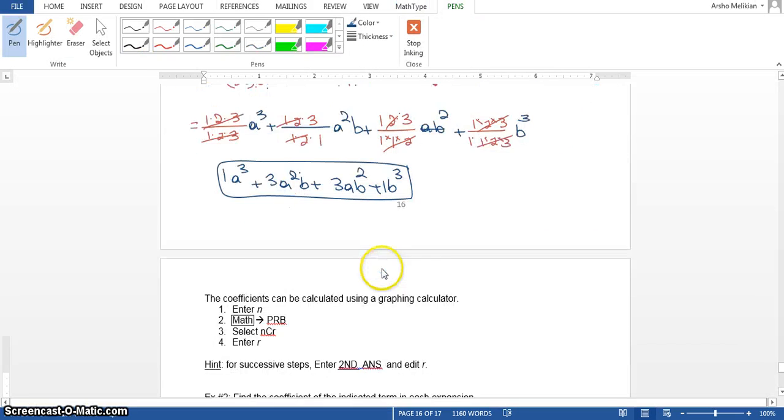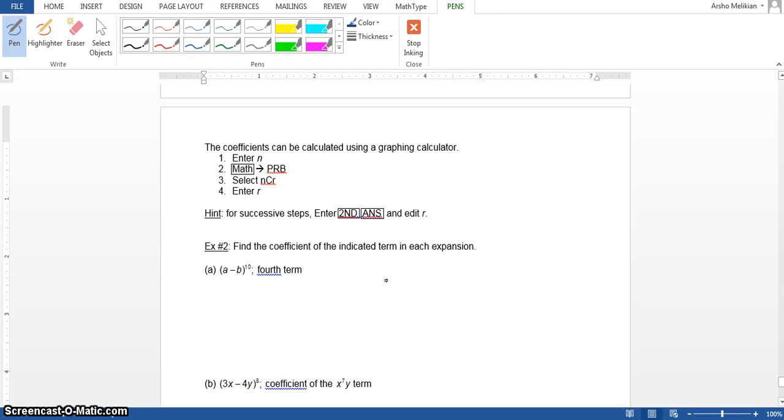Now, I've listed the steps for you here, so you can refer to them if you forget how to do it on your calculator. Let's go to this next example.